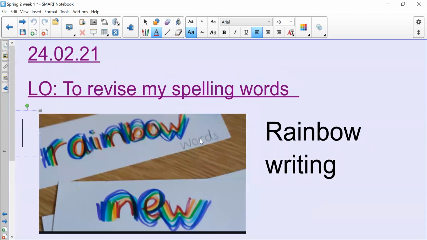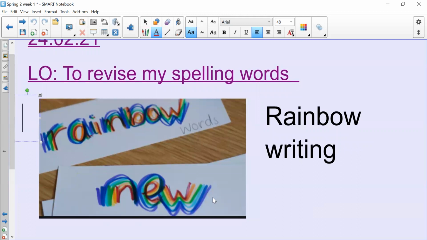Next up, we have rainbow writing, which really helps with that muscle memory. So what you need for this one is a piece of paper and some different coloured pencils or pens. And you write the word, and again, make sure you are getting the spelling correct the first time that you write it down. And then you keep going over it in lots of different colours, just so your hand gets really used to writing that.